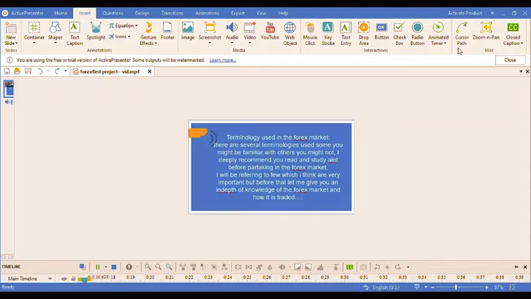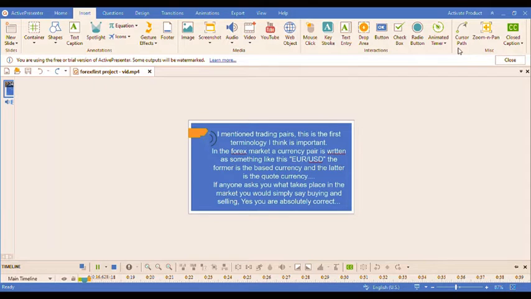Now we'll be talking about terminology used in the forex market. There are several of them, but I think there are a few which are important. Now, the first of which is the currency pair. Now, I mentioned trading pair. This is the first terminology I think is important.